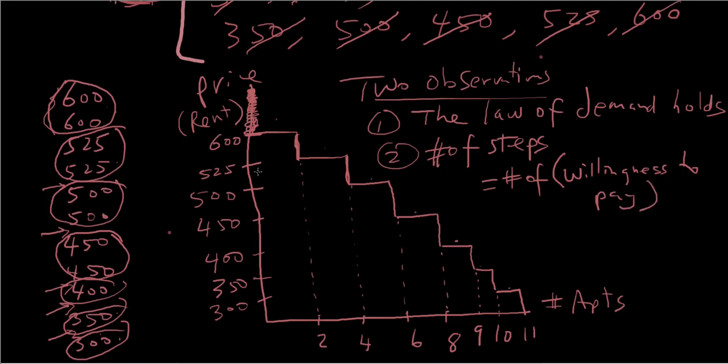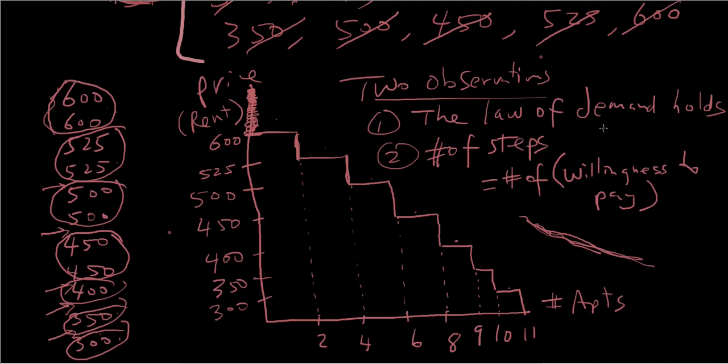The idea is that if there are many people with different preferences or different willingness to pay for the good, there will be a lot of smaller steps, and eventually the curve will be a lot smoother. But still, it's going to be a downward-sloping demand, or the law of demand will hold.